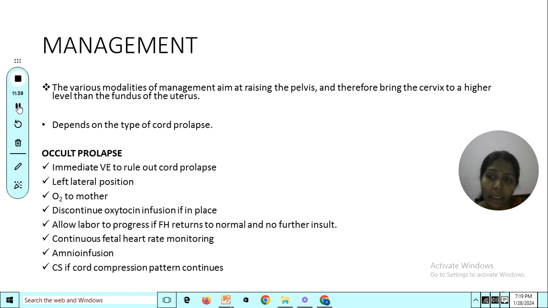Occult prolapse. In cases of occult prolapse, immediate vaginal examination is done to rule out cord prolapse, and the patient is asked to lie down in a left lateral position, given oxygenation, and oxytocin infusion is discontinued if it is in place because it is causing cord compression. Allow labor to progress if the fetal heart returns to normal and there is no further insult. Continuous electronic fetal heart monitoring is done, along with amnio infusion, but if the cord compression continues with decelerations, then cesarean section will be indicated. So this is the management of occult prolapse where the membranes are intact.